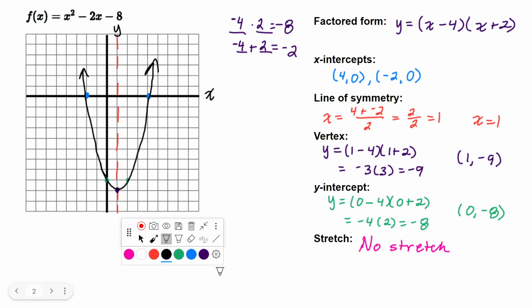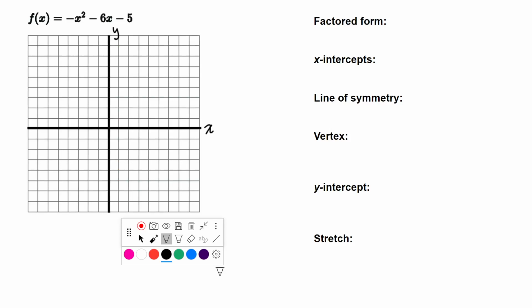So that's our first one. The second one, we have a negative in front of x squared. So I'm going to rewrite this so that the negative is pulled out, is factored out. You might want to think of it as the distributive property backwards.